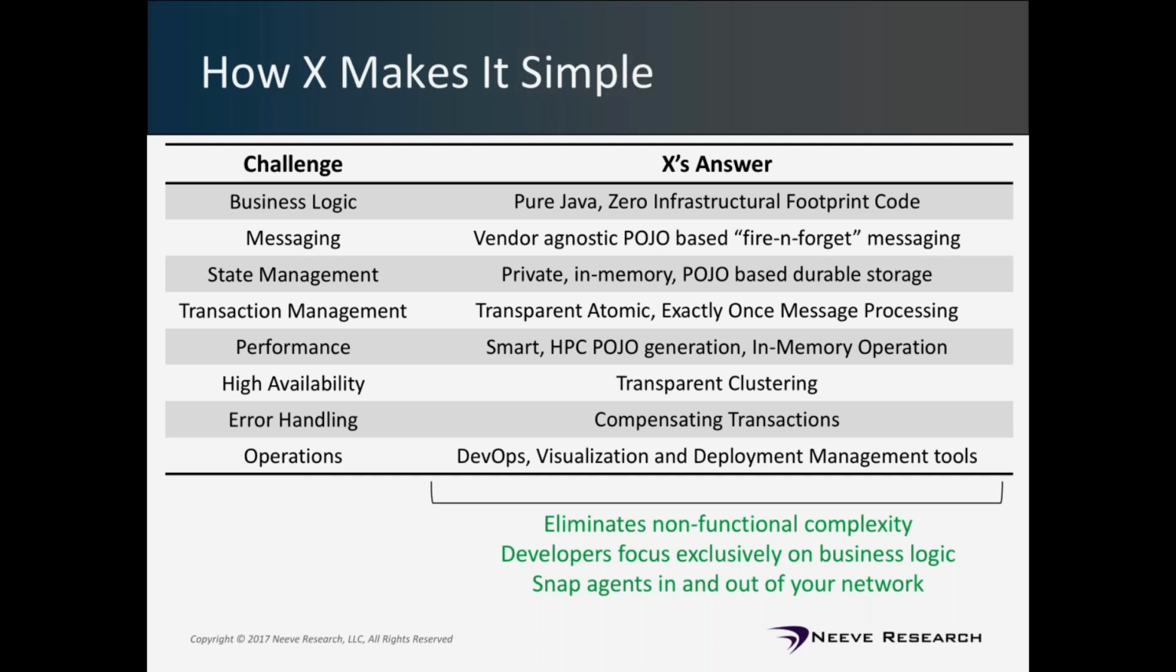By being able to take care of all these things very easily, effectively what X does is it eliminates the non-functional complexity. And it is that non-functional complexity of microservices architectures that could compromise the promise of microservices architectures, which is agility and speed. So by eliminating non-functional complexity, you allow the developers to work exclusively on business logic, elevating their productivity level, and from an enterprise standpoint, you allow your system to organically grow by allowing these agents to be snapped in and out of the network without fear and in an organic, business-oriented fashion.